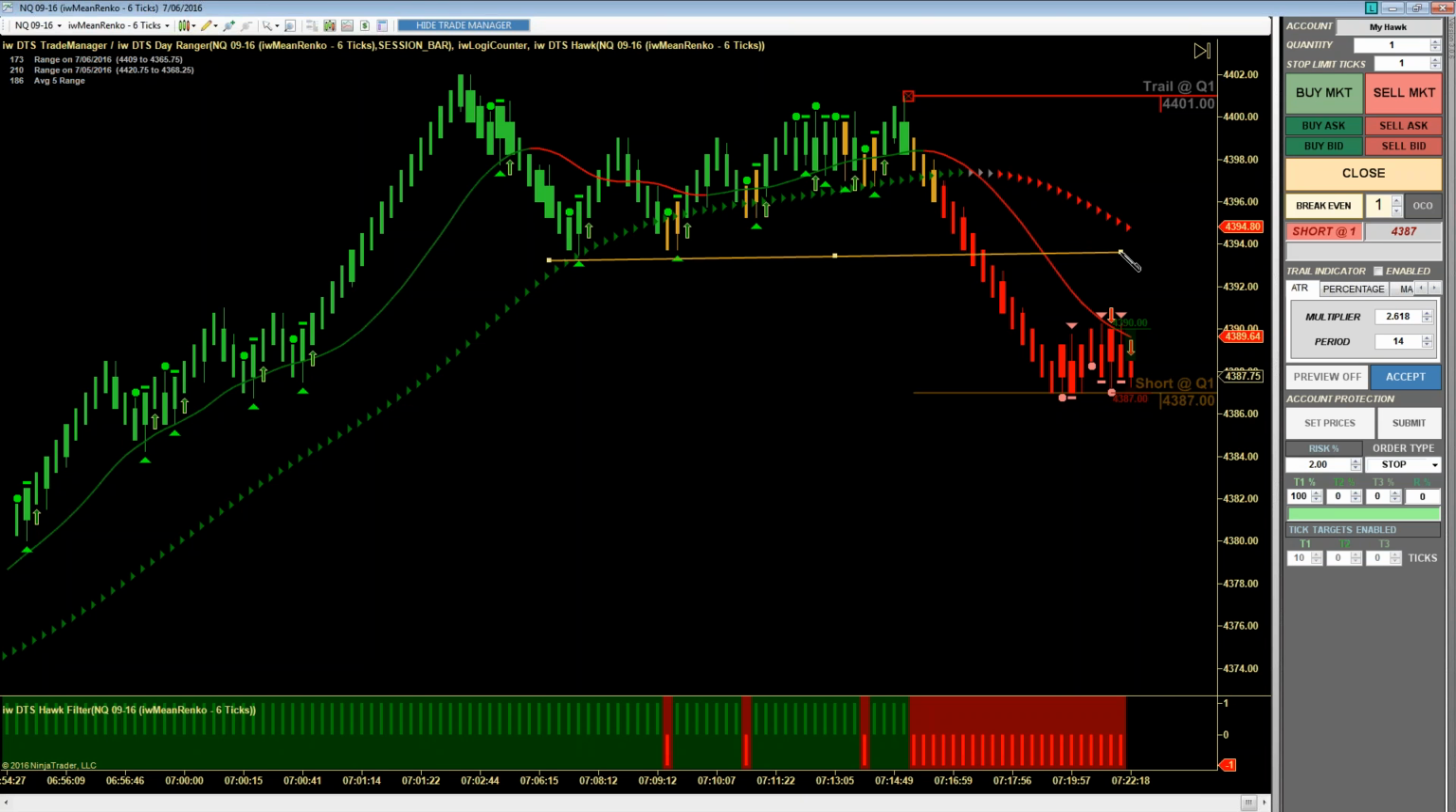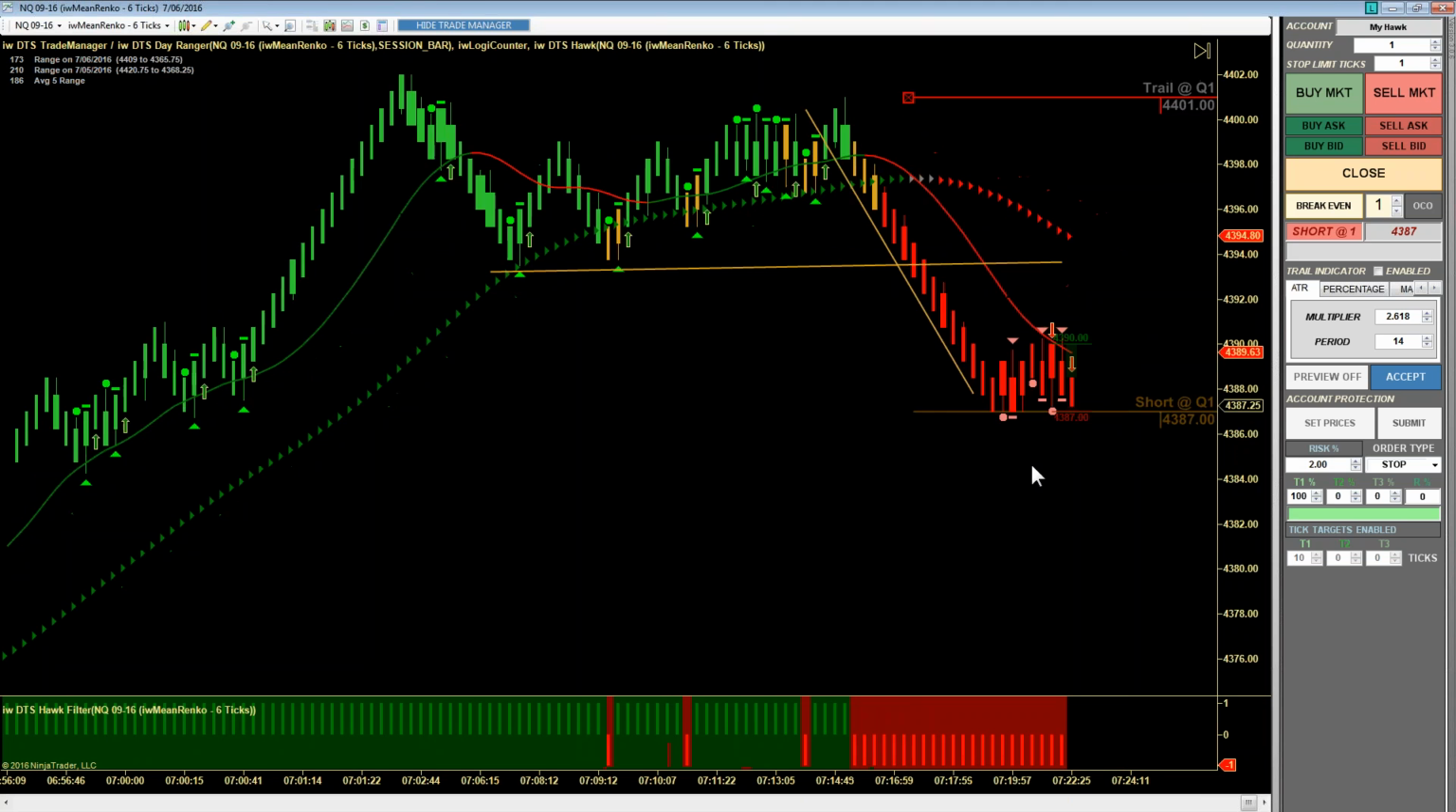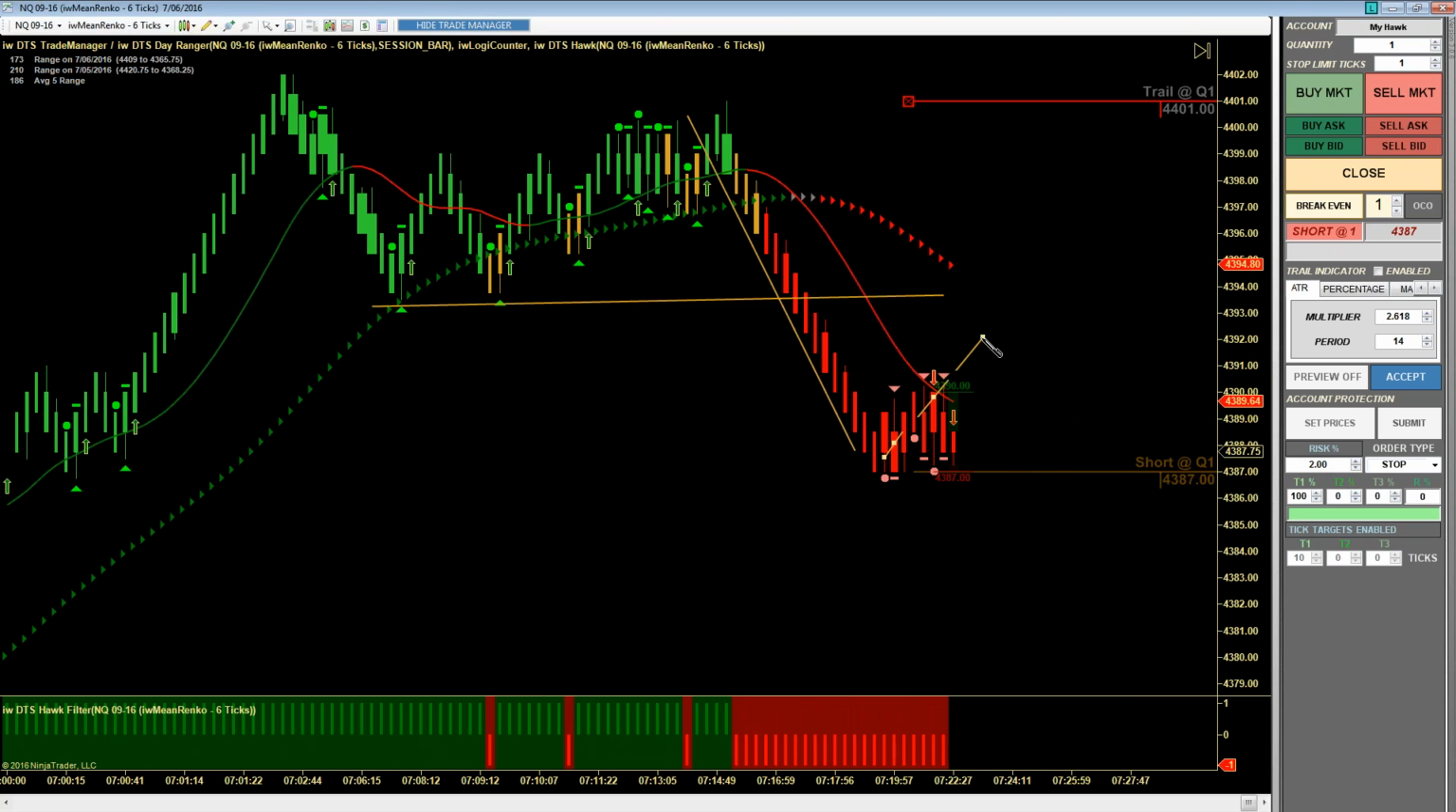See, we've broken reasonable support here. Why is that important? Well, if we break support, we can usually anticipate 2 moves in the direction of the breakout. So here's move number 1. I'm looking for this guy right here. But I don't want to get stopped out on this part right here.